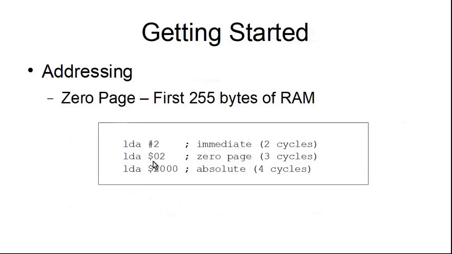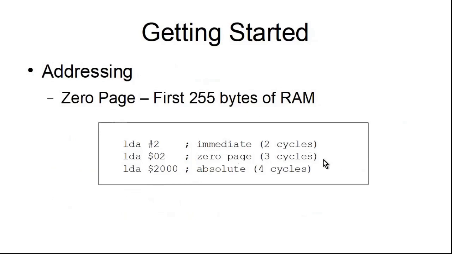The second one, we're copying the value out of the zero page area, specifically at memory address hex 2. This one takes 3 cycles. And as the last example, we're copying the value at 2000 hex. This is basically copying the value from anywhere else in memory. This one takes 4 cycles.